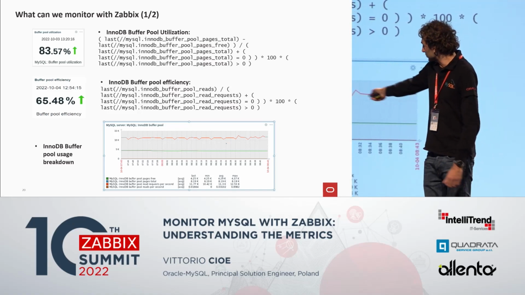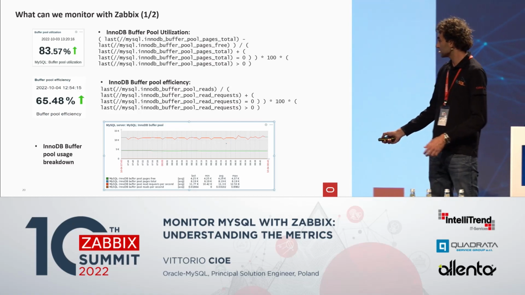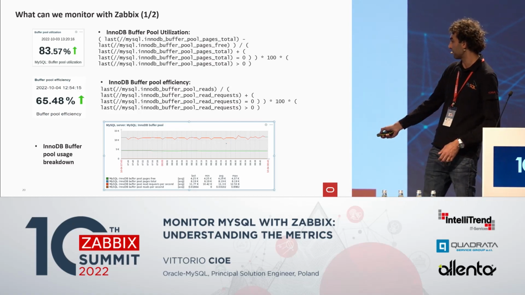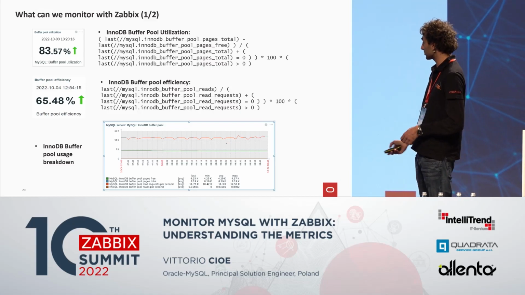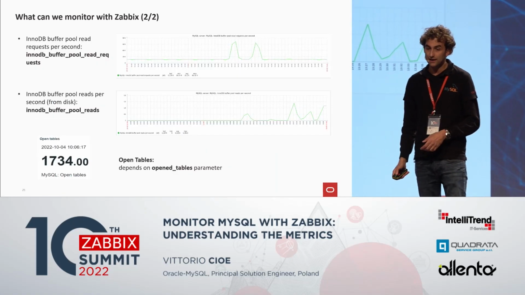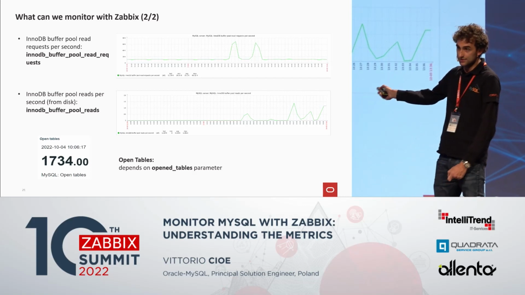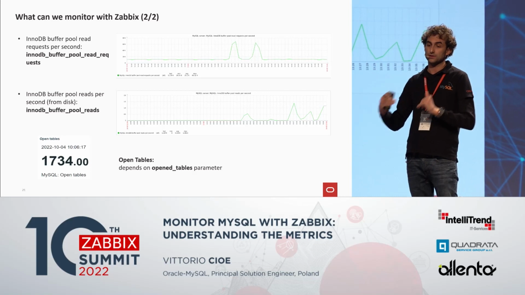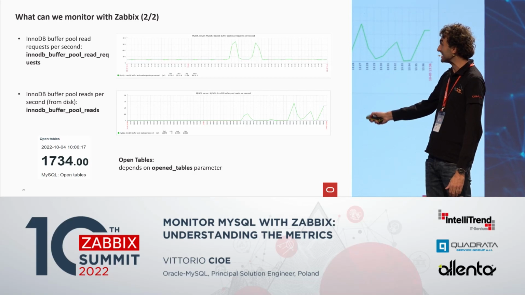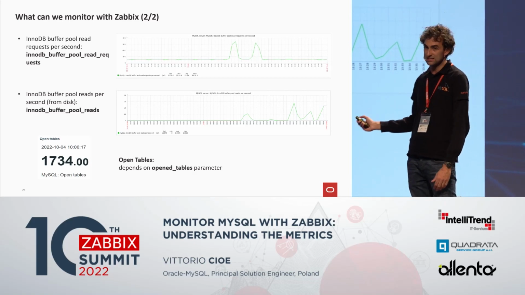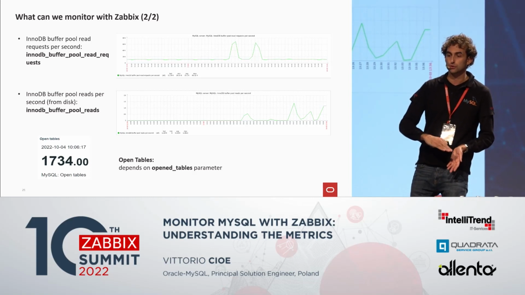Also, I can get a graphic with a breakdown of the buffer pool utilization. So I can get the pages free, the total of the pages, the read requests, and the actual hits to the buffer pool, where I can get the read requests per second, so I can see how many reads are actually being served from memory, but also I can see with buffer pool reads, the name of the variable is misleading, but it shows how many pages are being served from disk.